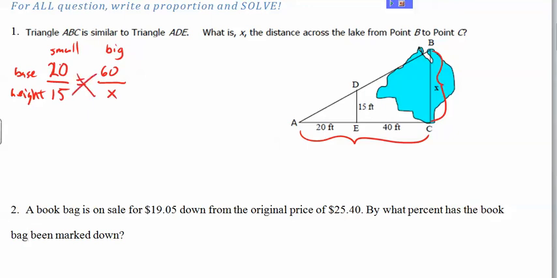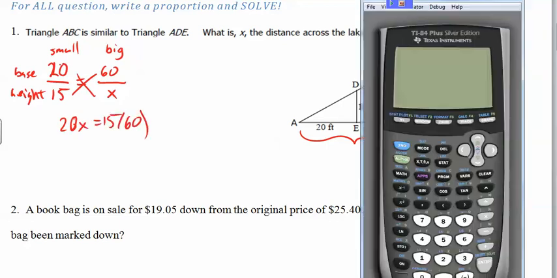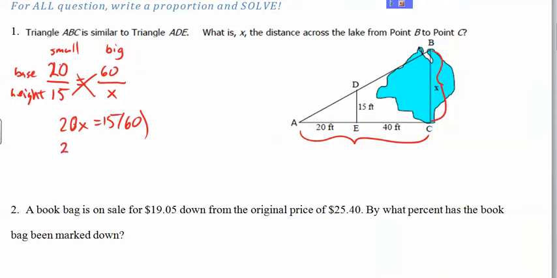I can cross multiply, which will be 20x equals 15 times 60. And so then I can go 15 times 60. So 900. So 20x equals 900. Divide both sides by 20, and I get x equals 45 feet.